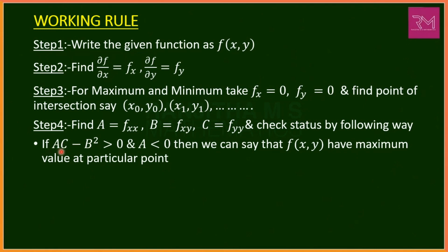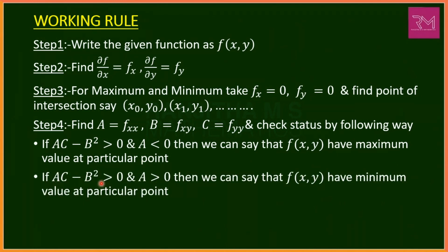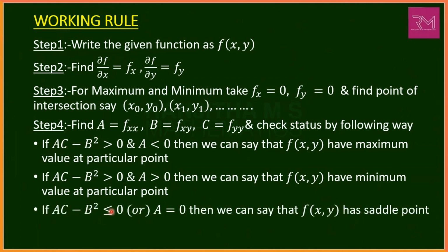Here is the first condition: if ac minus b square is greater than 0 and the a value is less than 0, then we can say that f of x, y has a maximum value at a particular point. Similarly, if ac minus b square is greater than 0 and a is also greater than 0, then f of x comma y has a minimum value at a particular point. Similarly, if ac minus b square is less than or equal to 0, or a is equal to 0, in that condition we can say that f of x comma y has a saddle point. This is a very important step to remember.